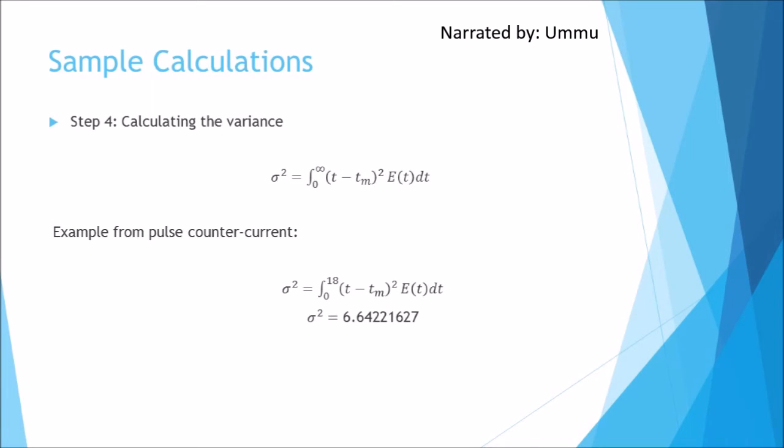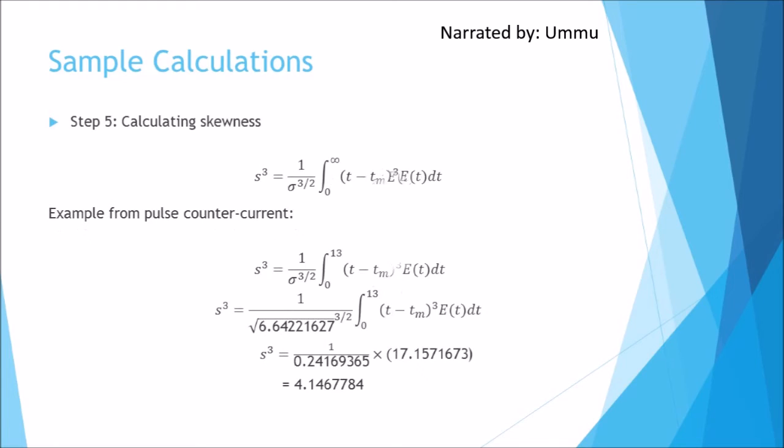Variance is calculated by integrating the product of the square of the difference between time and mean residence time with residence time distribution. The skewness is calculated by using the formula shown, relating the standard deviation, the difference between time and mean residence time, and residence time distribution.